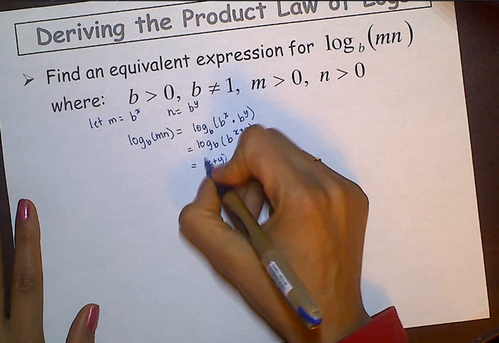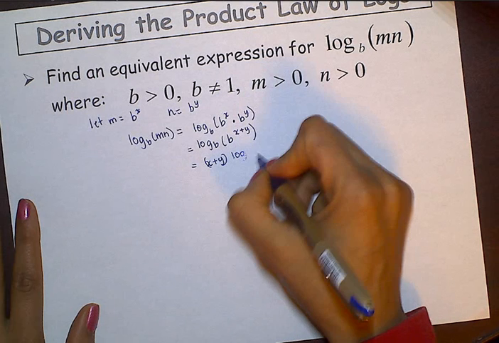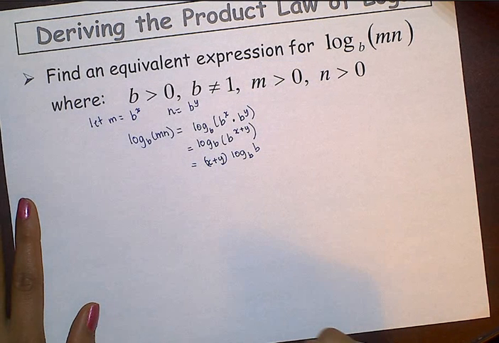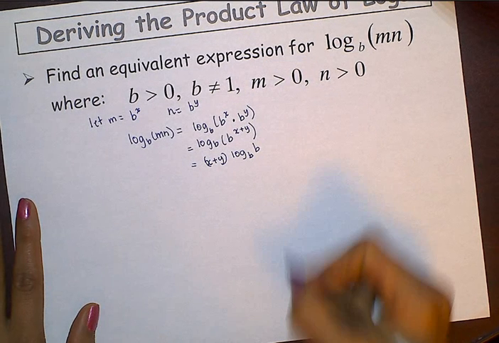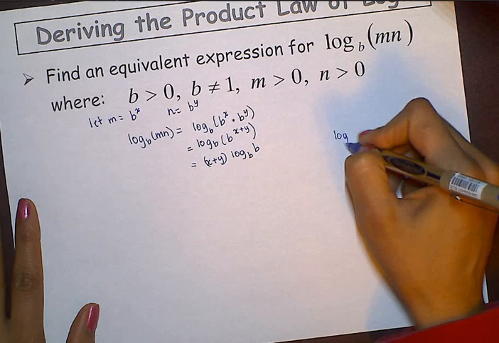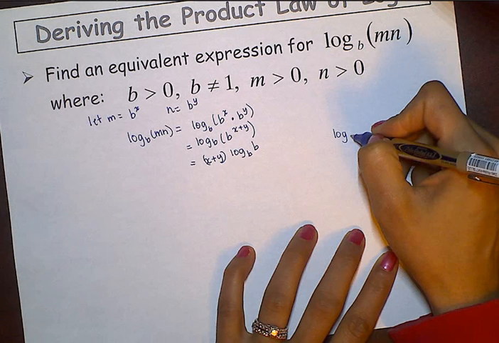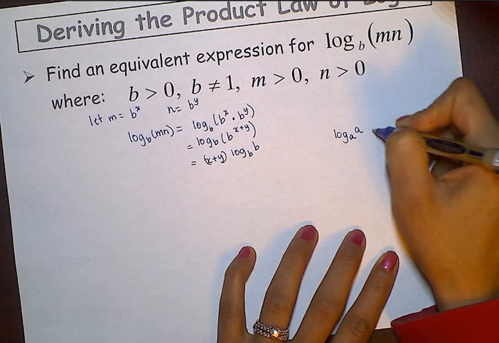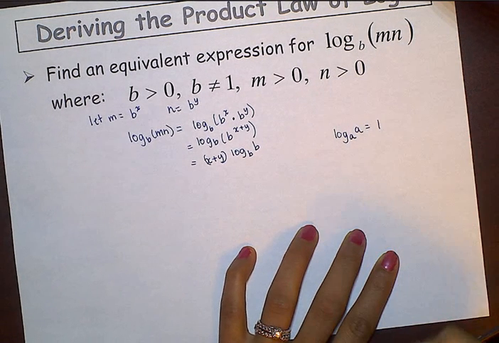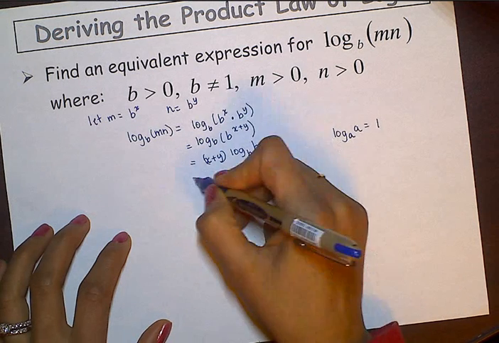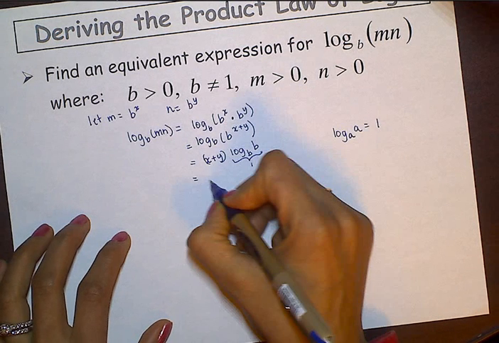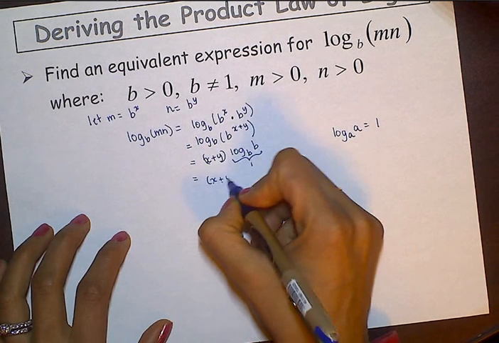And as we all know, there is already one of the logarithmic properties that we know, log of base a of a is equal to 1. So we're just going to use that property here. So this right here becomes 1, and we're essentially left with x plus y. Okay, so right now we have log base b of mn equals x plus y.